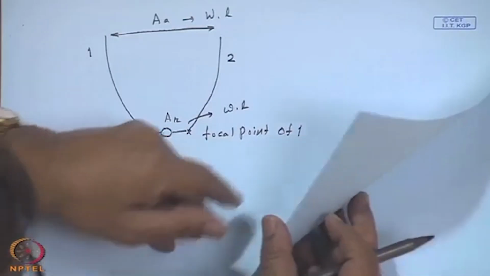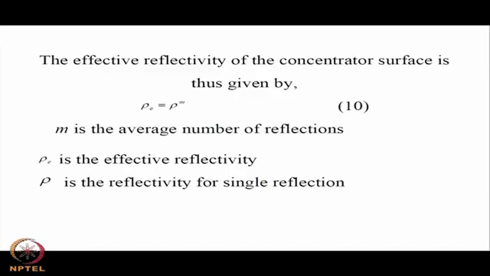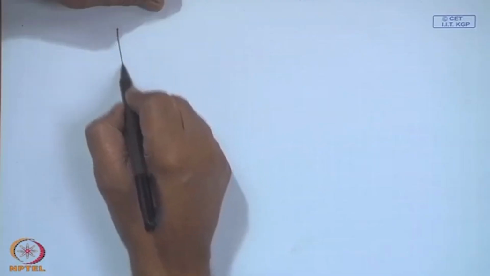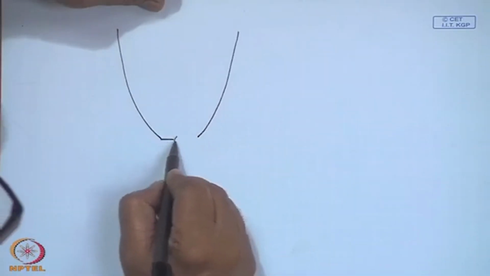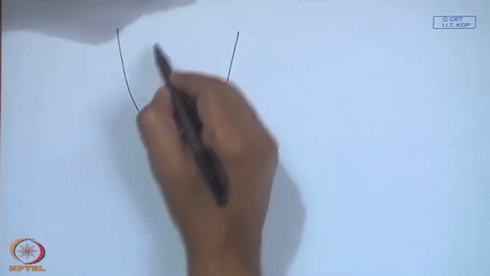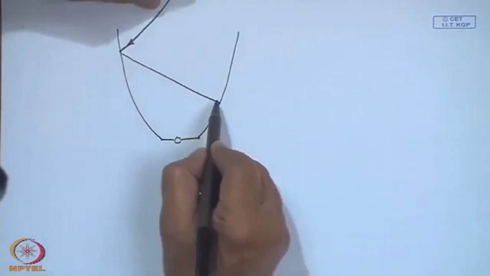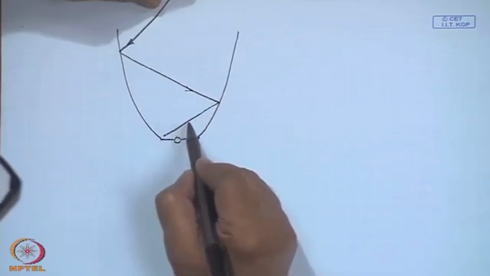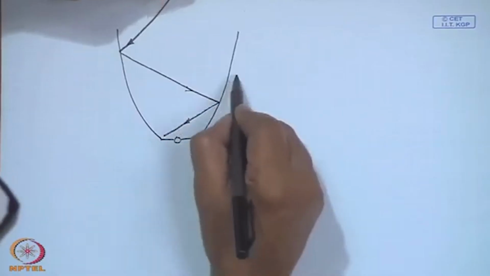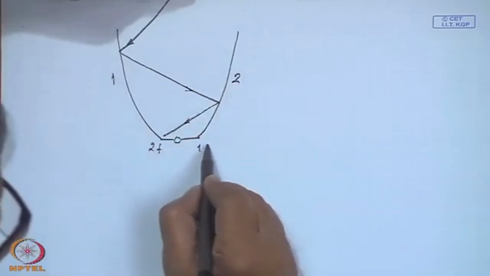The point is, parabola 1 and parabola 2 should be inside reflecting. So, irrespective of this arrangement, I have a ray. It should go over here, because this is the focal point of 2 and focal point of 1.